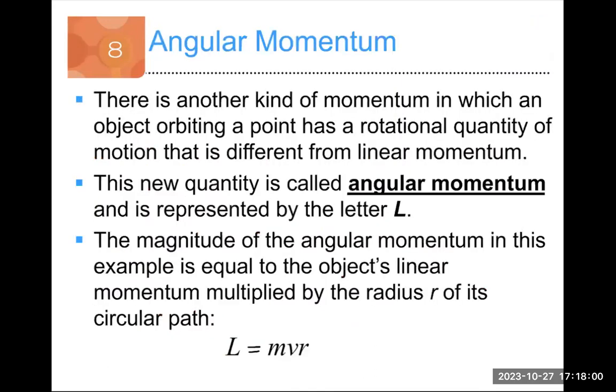And the next thing we want to discuss is angular momentum. Angular momentum occurs when we have an object that is orbiting a point, and it is a rotational quantity that is different from linear momentum. Angular momentum is represented by a capital L. It's equal to the linear momentum multiplied by the radius of that circular path. So angular momentum L equals mvr.